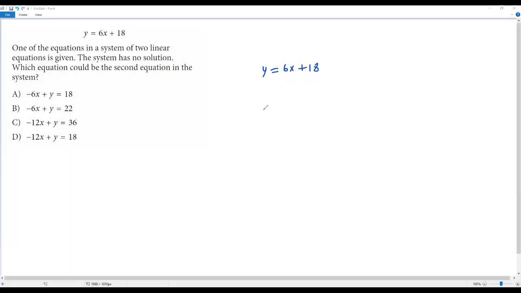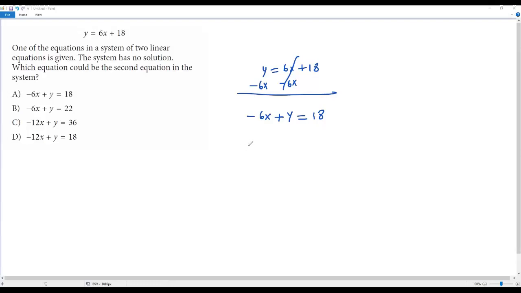That is, we have to get the x term and y term on the left side and the constant on the other side. So let's subtract 6x from both sides. When I do so, this positive 6x and negative 6x will cancel out. So on the left side, I'm getting negative 6x plus y equals 18. So now I got the given equation in standard form. That is, x term and y term on the left side, constant on the other side.